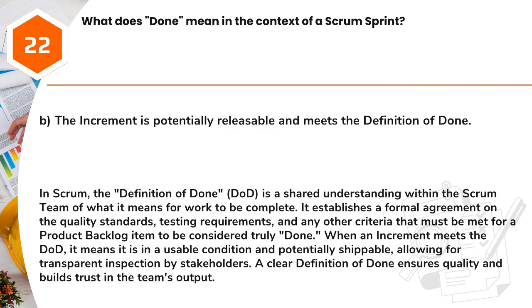Answer: B. The increment is potentially releasable and meets the definition of done. In Scrum, the definition of done (DoD) is a shared understanding within the Scrum team of what it means for work to be complete. It establishes a formal agreement on the quality standards, testing requirements, and any other criteria that must be met for a product backlog item to be considered truly done.